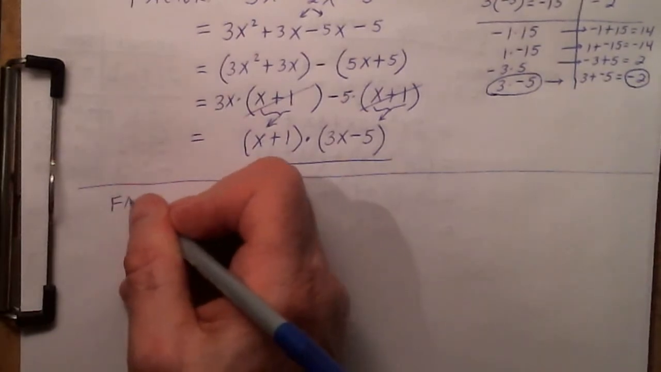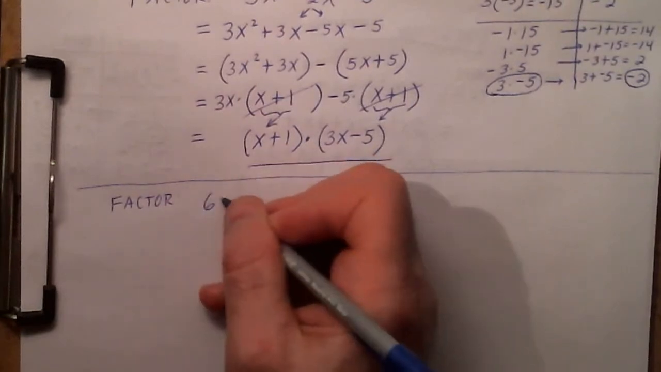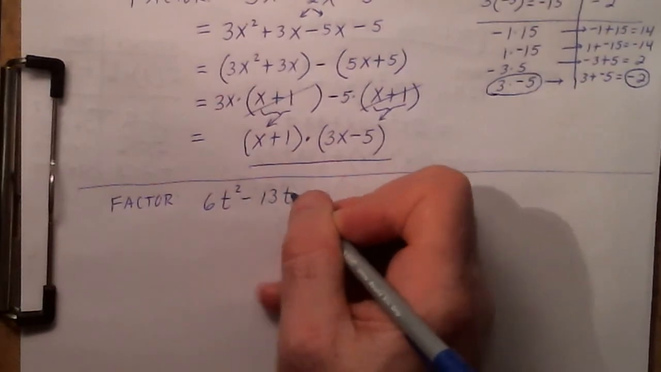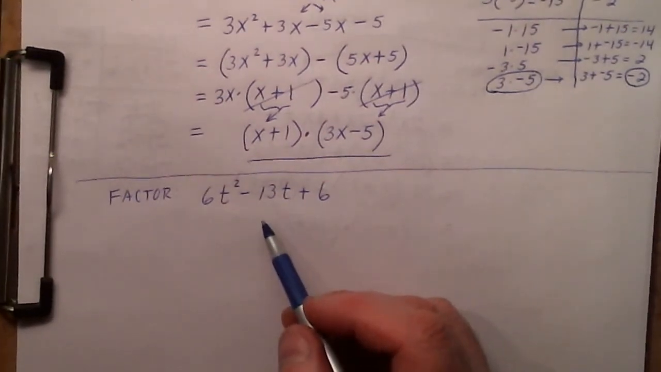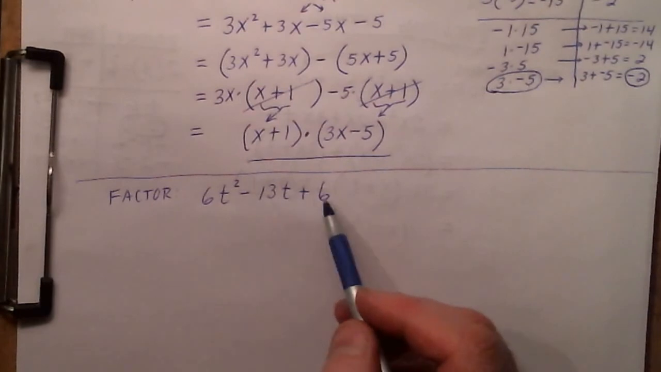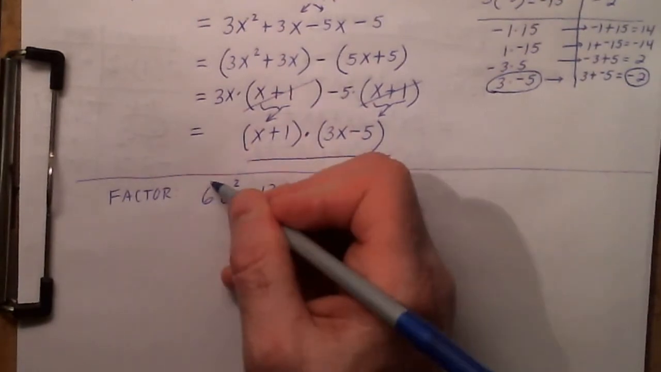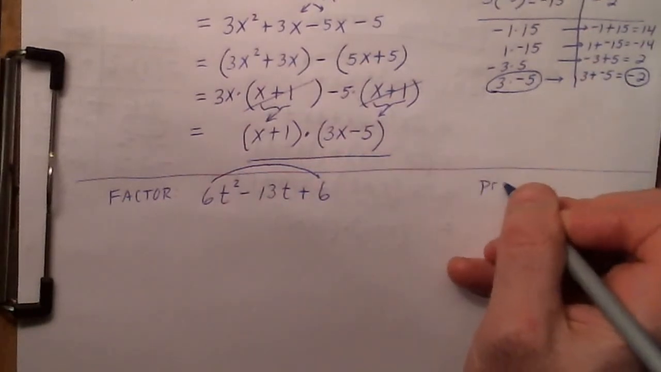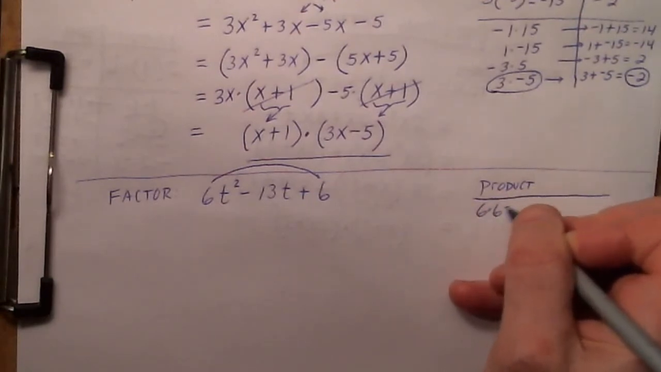Okay, let's try another one here. We're going to try to factor this trinomial here. Again, notice there's nothing we can factor out of all three terms except 1 or negative 1. So we're going to factor it as a difficult type of trinomial using the grouping method. To begin, we take the product of the leading coefficient and the constant terms. So we multiply 6 times 6. That gives us a product of 36.